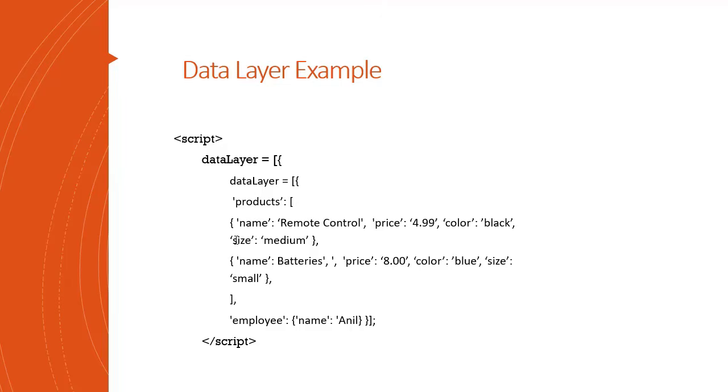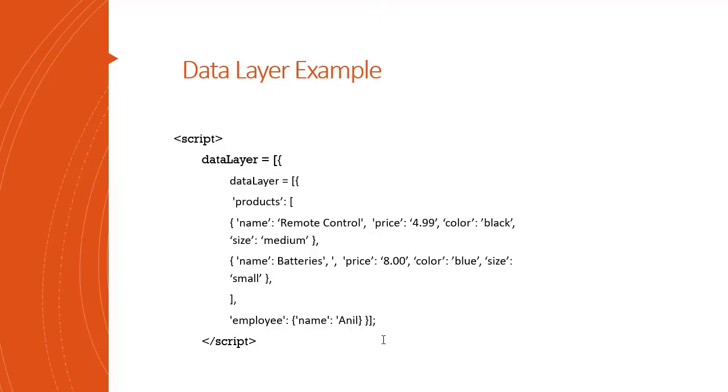As you'll notice in this, all these product values are again encapsulated in these square brackets. So right here is the start, and within those curly brackets, you have the key value pairs for the product attributes. So name, price, color, size, name, price, color, and size. So 2 products. And then it also has the name of the employee who's selling these products. These data layers are created by your developers.